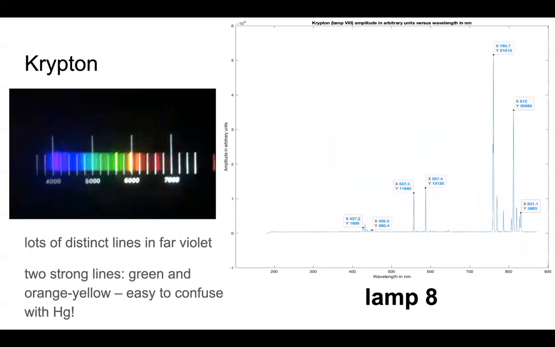As you can see though, krypton, at least when you first look at it, has a somewhat similar spectrum, but they are different. With krypton, you see a lot of distinct lines in the far violet part of the electromagnetic spectrum, getting into the near ultraviolet. And you see some lines as well in the near infrared. That's a little bit more apparent here with the digital data. So we matched that with what we see in the database, and we determined this was lamp 8, was krypton.